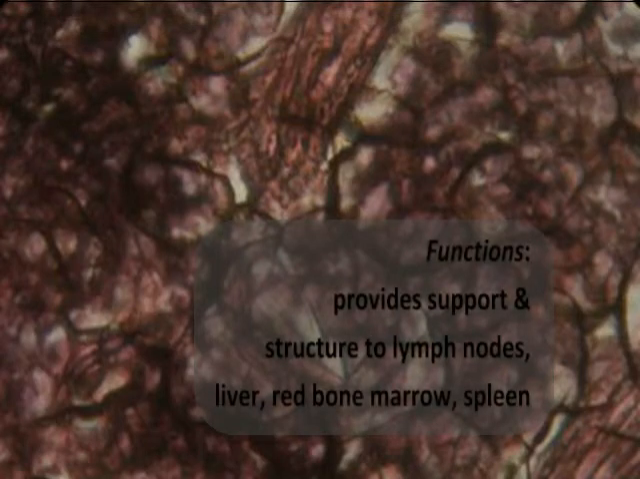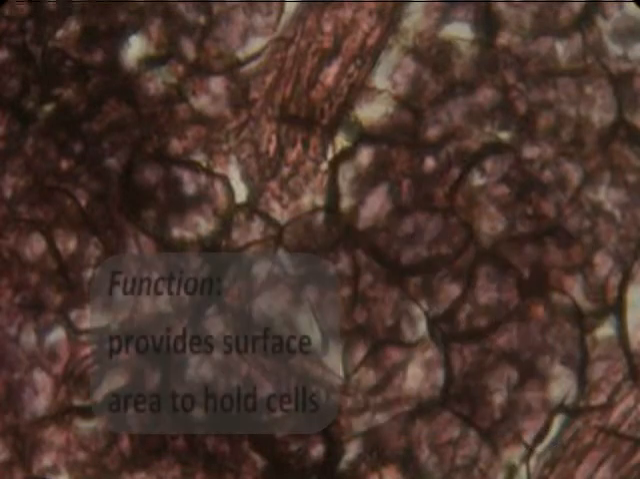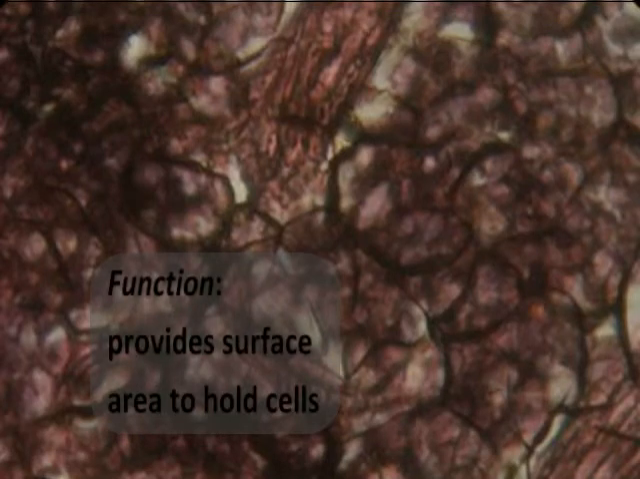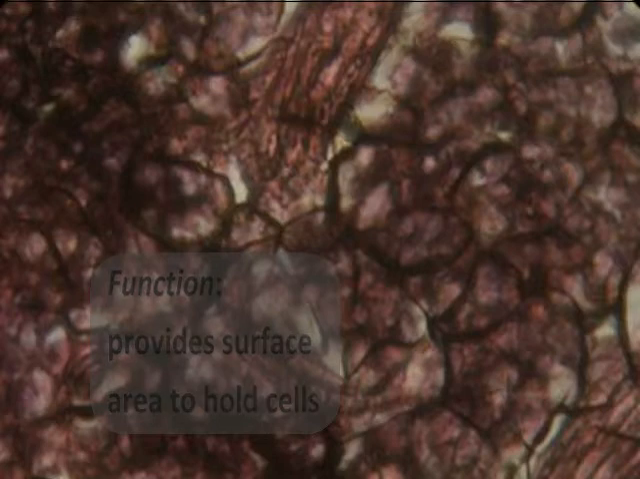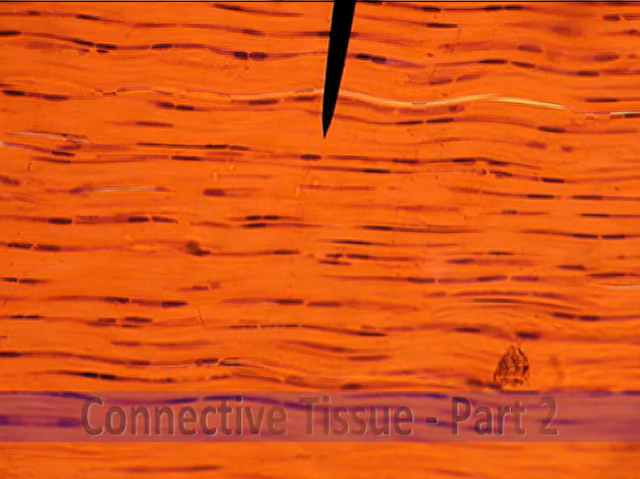It's also found in the liver, the red bone marrow, and the spleen. It provides a lot of room, a lot of surface area to hold the blood cells in those organs, to hold the white blood cells in the lymph nodes to help purify and filter the tissue fluid as it passes through. And let's focus on dense connective tissue.